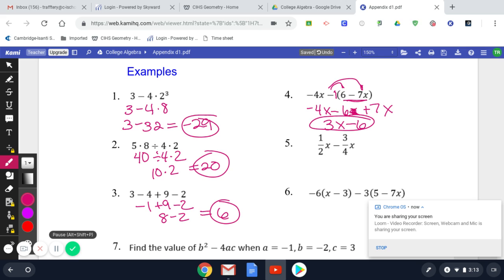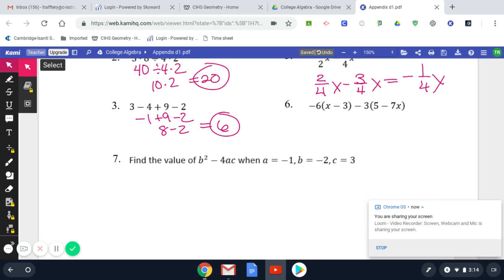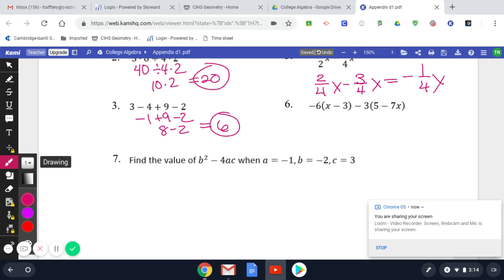Number 5, if I want to add or subtract fractions, you need to have like denominators. So I'm going to change the 1/2 to be 2/4 x minus 3/4 x. So I end up with -1/4 x. Number 6, I'm going to have -6x plus 18 minus 15 plus 21x. And so here I can take positive 21x and -6x to become 15x, and then 18 plus -15 to be 3.